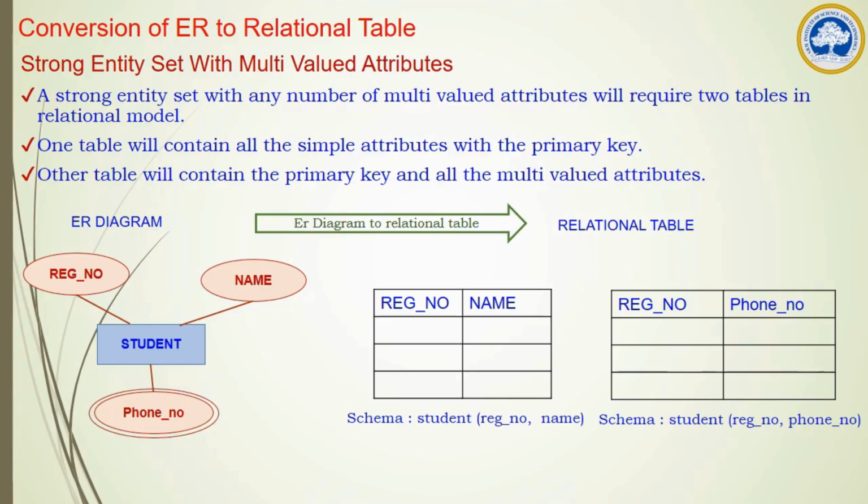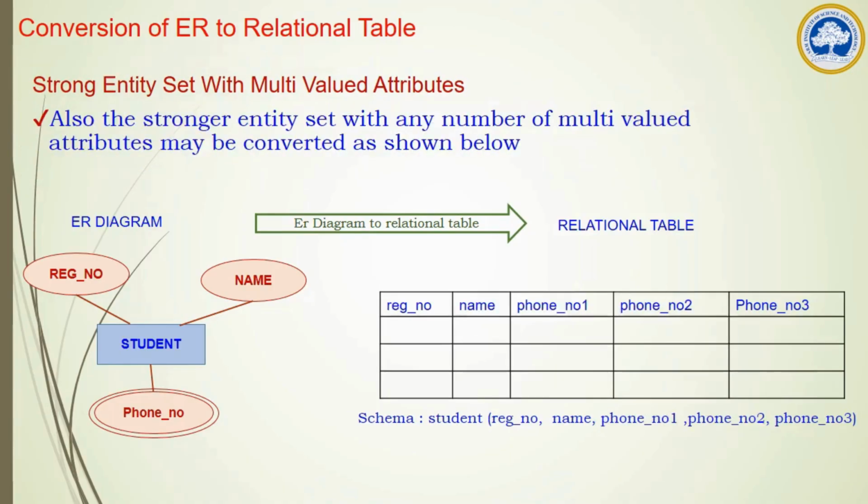For example, in the ER diagram given below, in the student entity set, the simple attributes like register number and name are directly given in the first table, with register number as the primary key. Whereas the second table contains the primary key and all the multi-valued attributes. So the primary key register number is given, and phone number, the multi-valued attribute, is also associated in the second table.